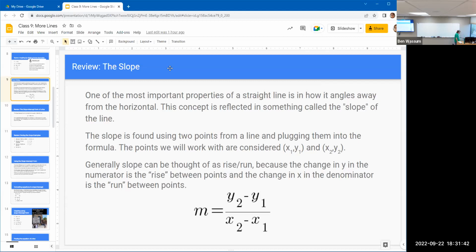Another nice way of looking at this that we're going to be using very quickly in 5 slides: you want to think of it as rise over run, because a change in the y's is a change in the rise, and a change in the x's is a change in the run. So it's a good way to keep it in your head.